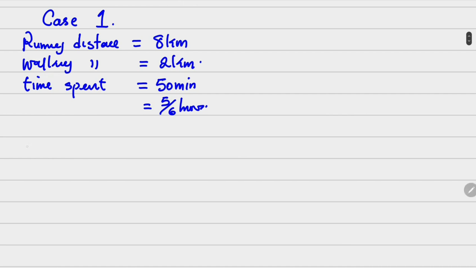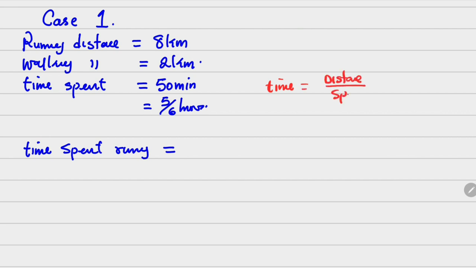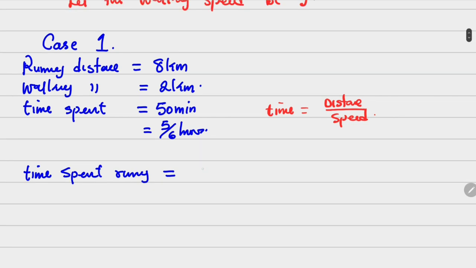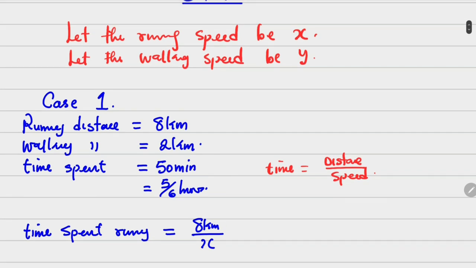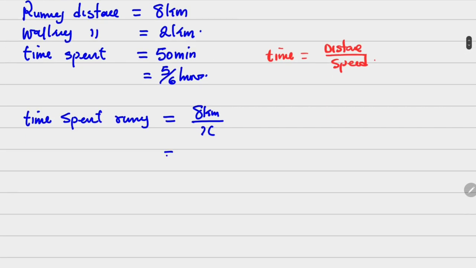So why not let's look for time spent running. Now, for us to get time, we know that time is distance over speed. So let's take note of that. Now, the time spent running is going to be distance used running, which is 8 kilometers, over the speed, which is X, because we've established it already from here. So this is actually written as 8/X. So we're done with that.